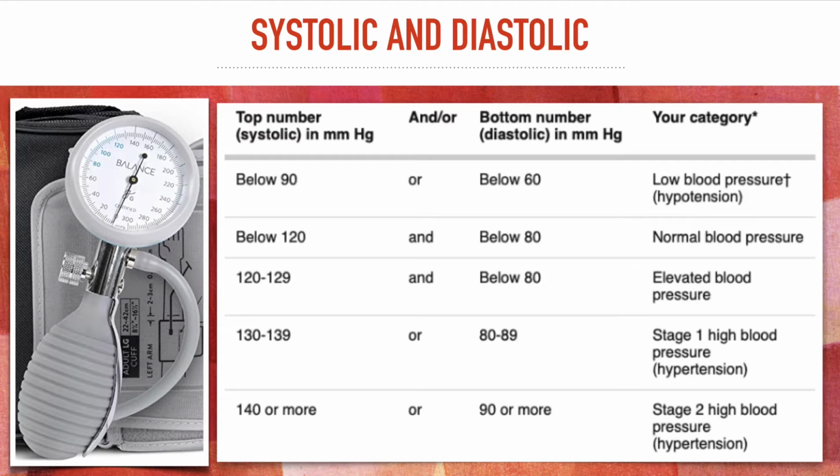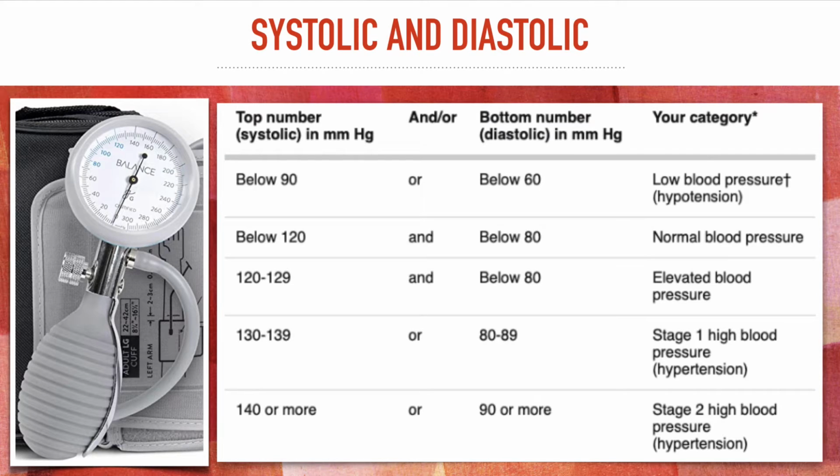If your systolic is below 90 and your diastolic is below 60, that means that you have low blood pressure or hypotension. If your systolic is less than 120 and diastolic is below 80, it means that you have a normal blood pressure. But if your systolic measures 130 to 139 and diastolic is 80 to 89, that means that you have stage 1 hypertension. And if your systolic reads 140 and more and diastolic is 90 and more, that means that you have stage 2 hypertension.